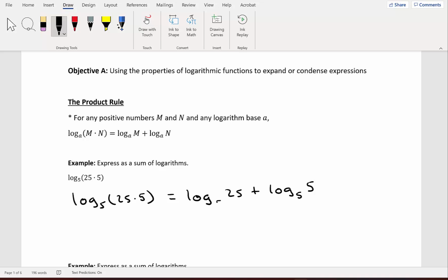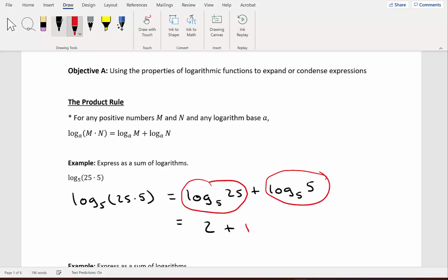Now if you wanted to take this a little bit further, each one of these logs I could simplify. Log base 5 of 25, I'm trying to find 5 raised to what power gives me 25, which in this case would be 2, plus log base 5 of 5. This was one of our properties, this is equal to 1. So I have 2 plus 1, which is equal to 3.